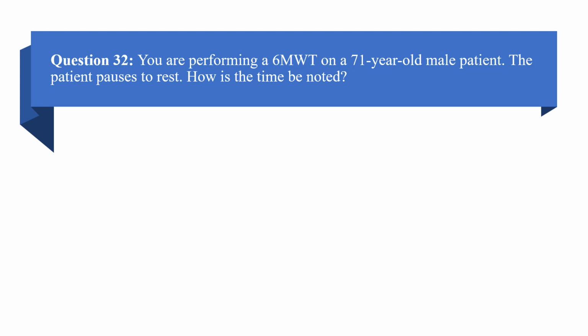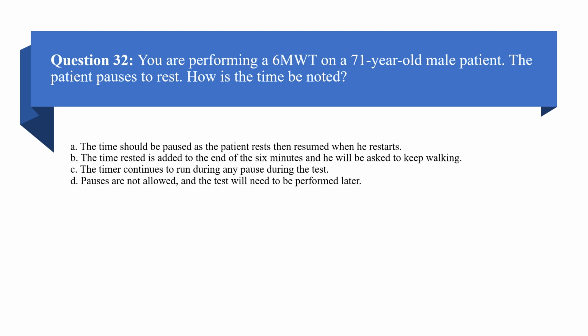So question 32. You are performing a 6-minute walk test on a 71-year-old male patient. The patient pauses to rest. How is the time to be noted? A, the time should be paused as the patient rests and then resume when he starts. B, the time rested is added to the end of the 6 minutes and he will be asked to keep walking. C, the timer, the person timing, continues to run during any pause during the test. And D, pauses are not allowed, and the patient test will need to be performed later on.